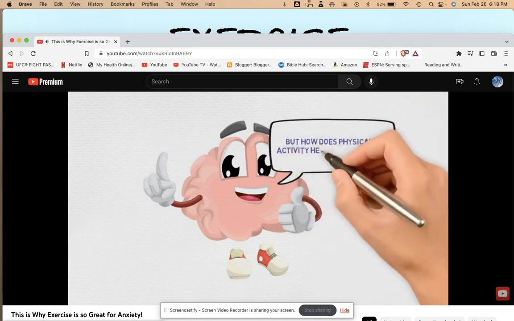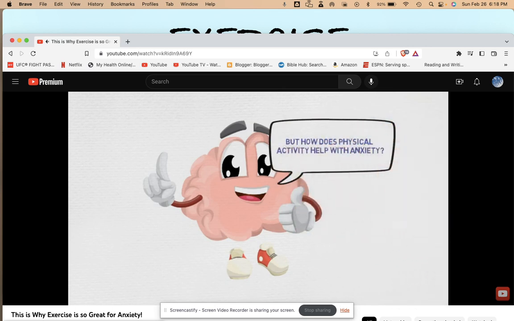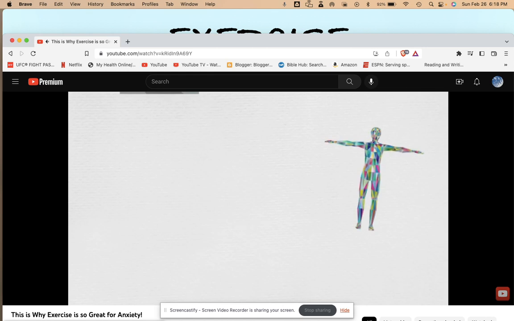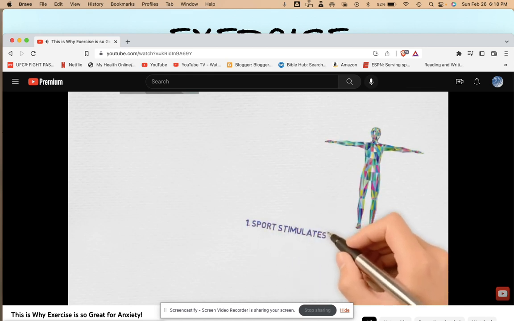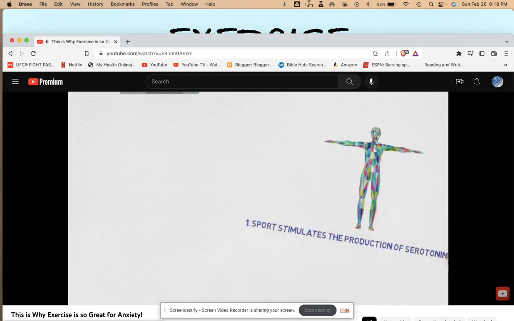How does physical activity help with anxiety? First, exercising causes your body to send out neurotransmitters such as serotonin, dopamine, and adrenaline, which all contribute to your well-being and happiness.